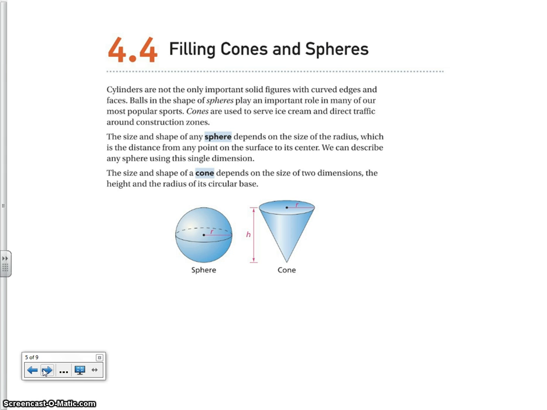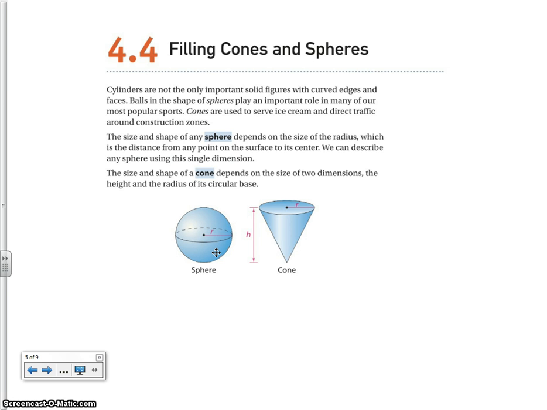Cylinders are not the only important solid figure with curved edges and faces. Balls in the shape of spheres play an important role in many popular sports. Cones are used to serve ice cream and direct traffic around construction zones. The size and shape of any sphere depends on the size of the radius, which is the distance from any point on the surface to its center. You can see that here. We can describe any sphere using this single dimension, so you only need the radius.